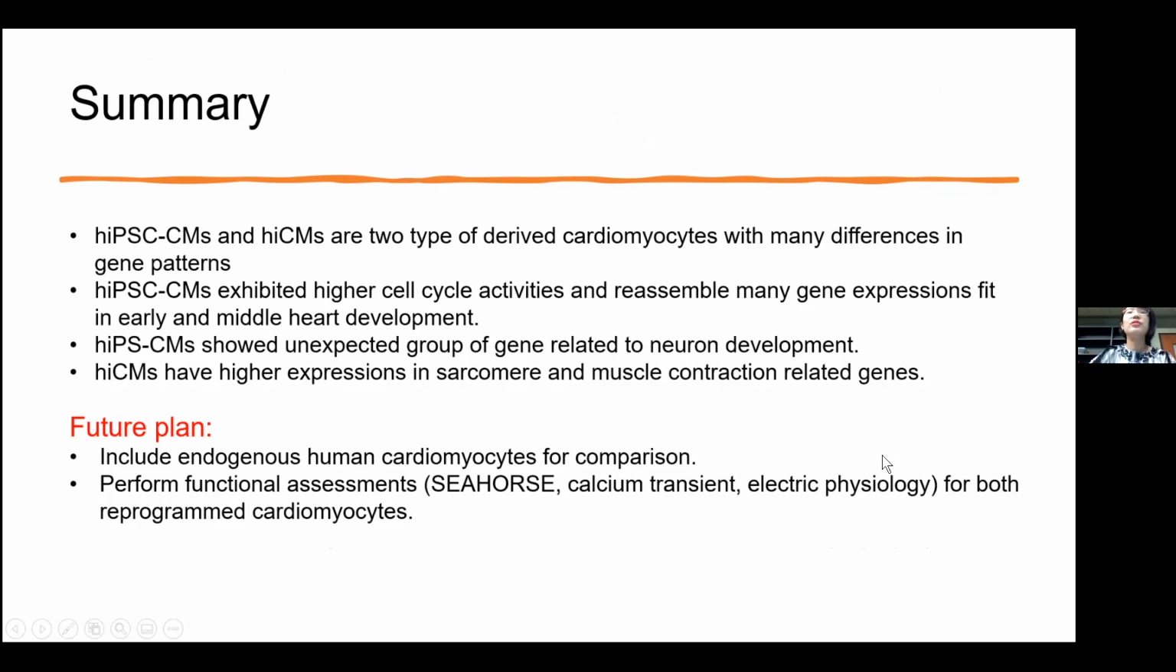So in general, to sum up this study, we found that iPSCMs and HICMs are two types of derived cardiomyocytes with many different gene patterns, where iPSCMs exhibit higher cell cycle activities, resemble many gene expressions fitting early and middle heart development, and showed an unexpected group of genes related to neuron development, whereas HICMs have higher expression of sarcomere and muscle contraction related genes.